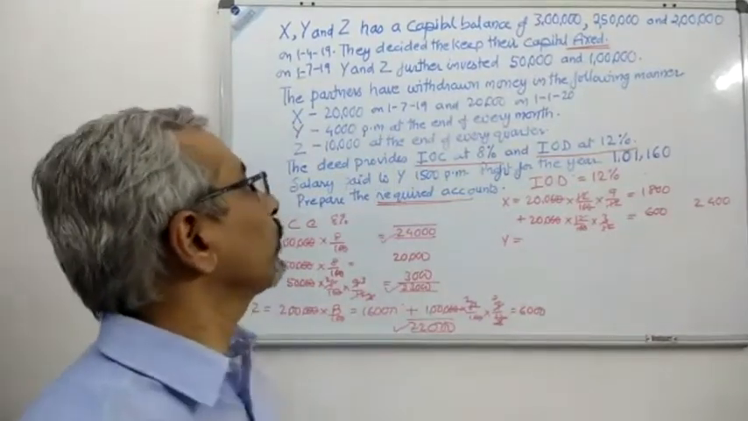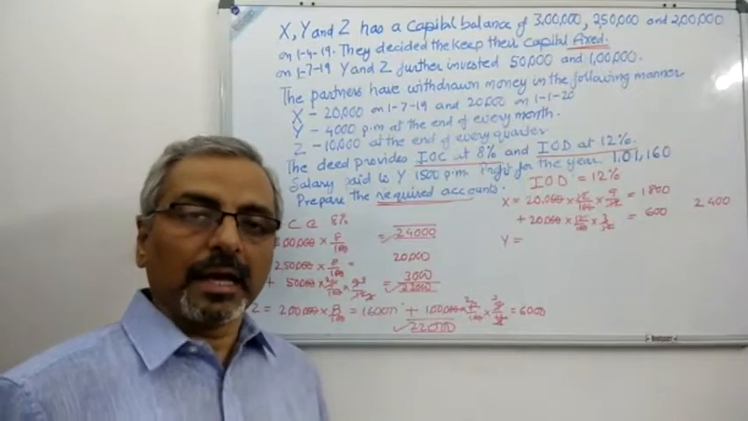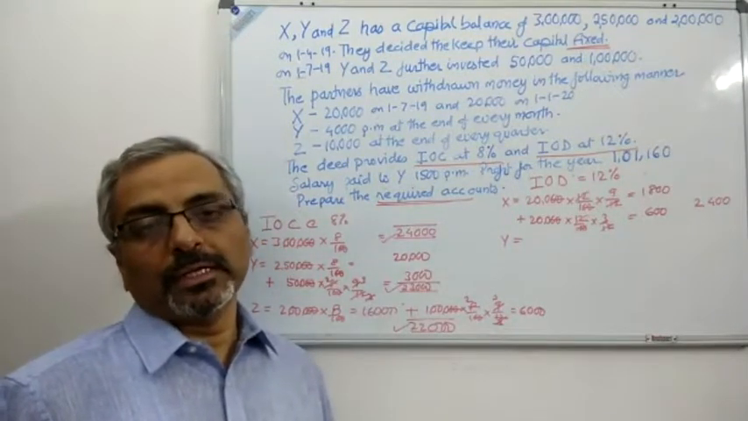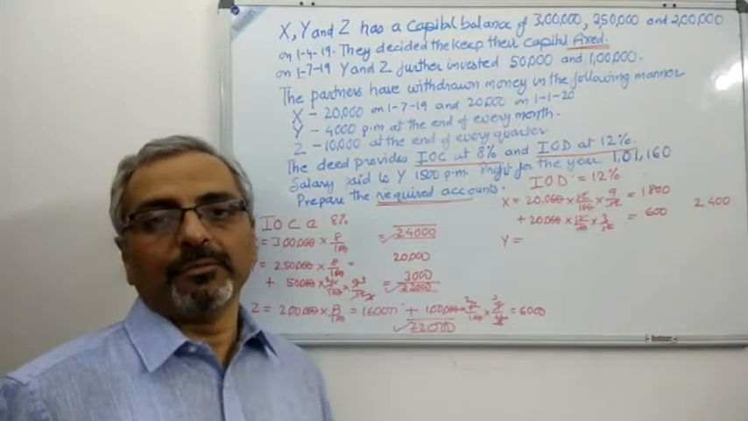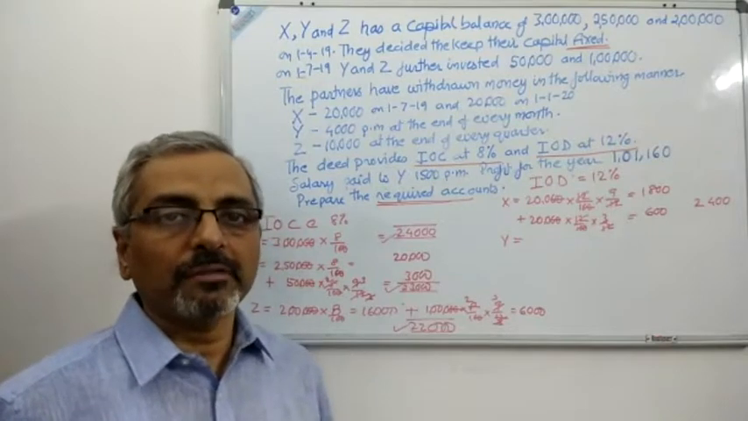Y, you can see 4,000 per month at the end of every month. That means the time which will be taken is 5.5 months. If you remember the formula, that is time left of the first drawing and the time left of the last drawing, taking that into consideration, we will calculate for 5.5 months.